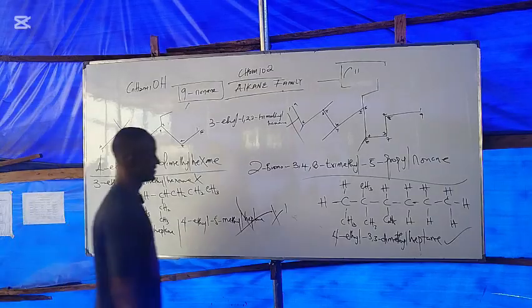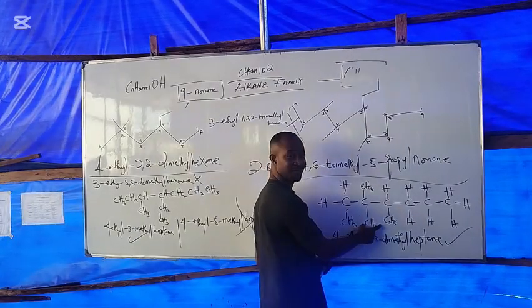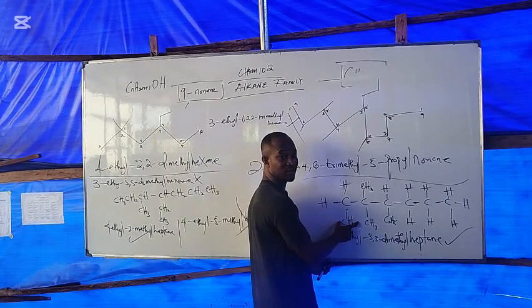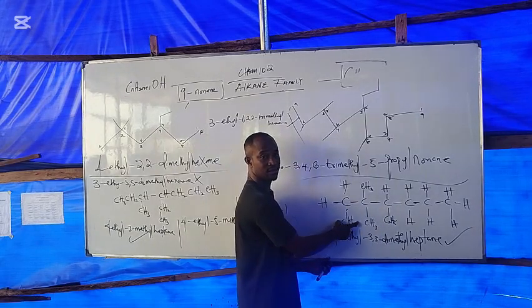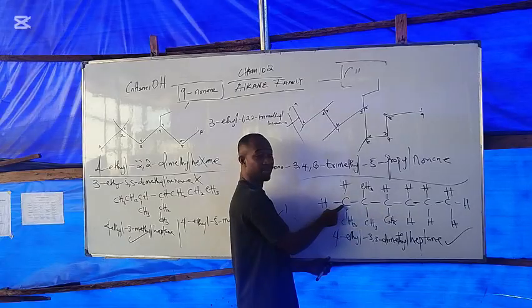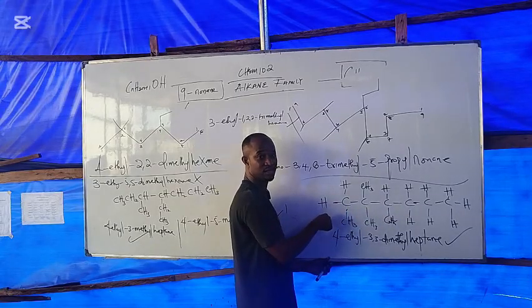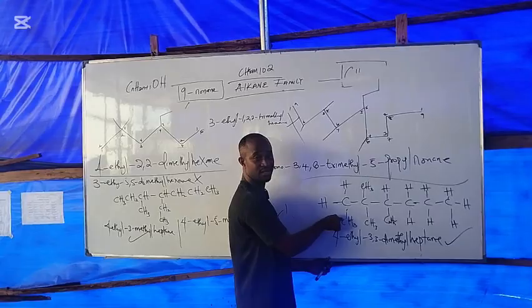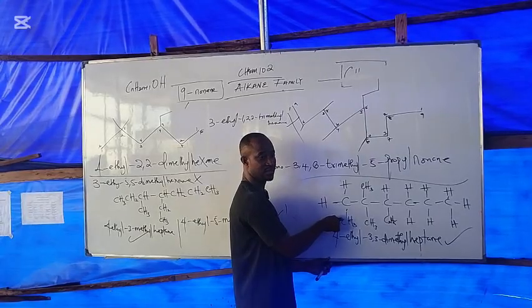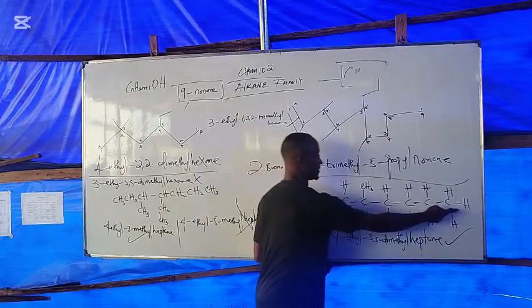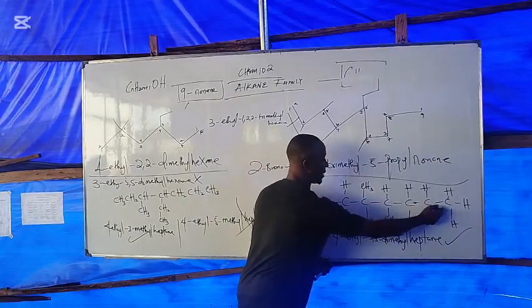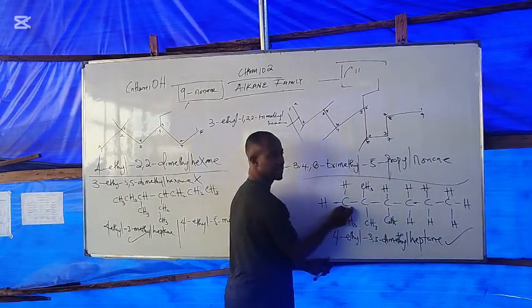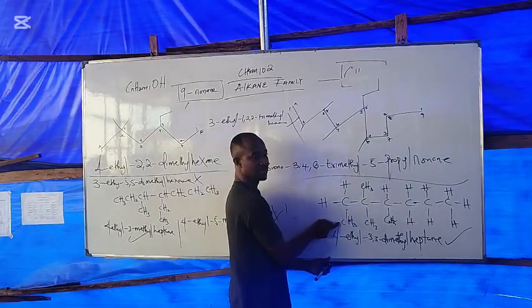Which one? This one? If it's the first in any compound, you don't take it as a substituent. You have to start numbering from here. Look at it very well. The longest is from here now. I'm still counting carbon. 1, 2, 3, 4, 5, 6. I can't stop here. It's 7.